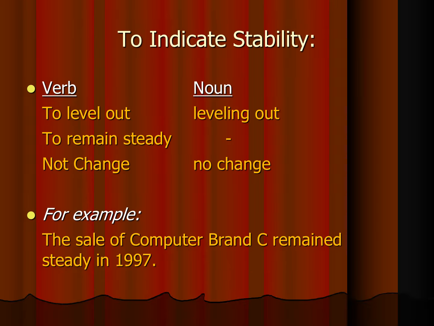Next one, kalau stabil gimana ya? Ada katanya juga, vocabulary-nya juga, to indicate stability. Ada to level out, to remain steady, not change, or leveling out or no change. For example, the sale of computer brand C remained steady in 1997. Remain steady, berarti stabil.